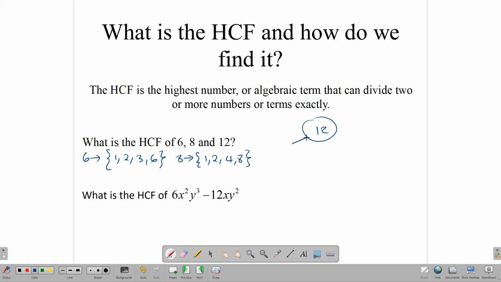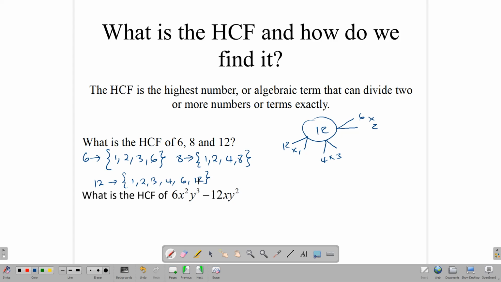And for 12 now, we can use another method here to write out the factors of 12. We can use what we call factor pairs. So 12 is the same thing as 12 times 1. 12 is also the same thing as 4 times 3. And 12 is also the same thing as 6 times 2. So the factors of 12 are 1, 2, 3, 4, 6, and 12.